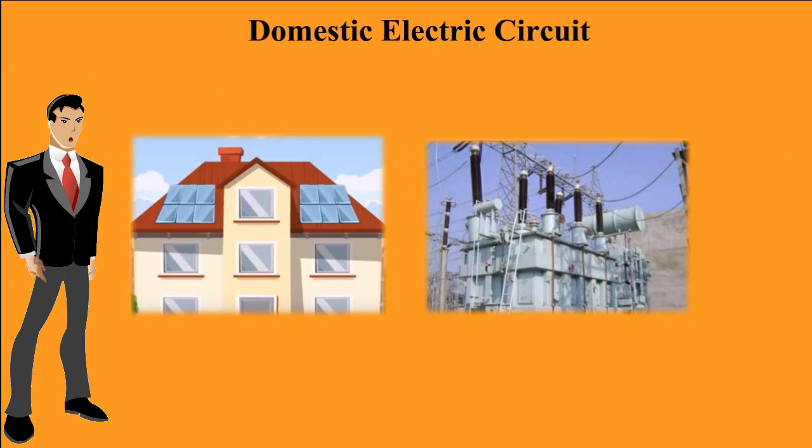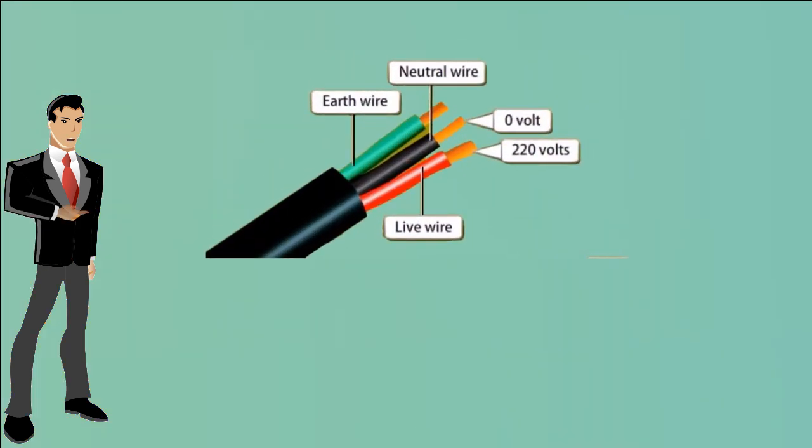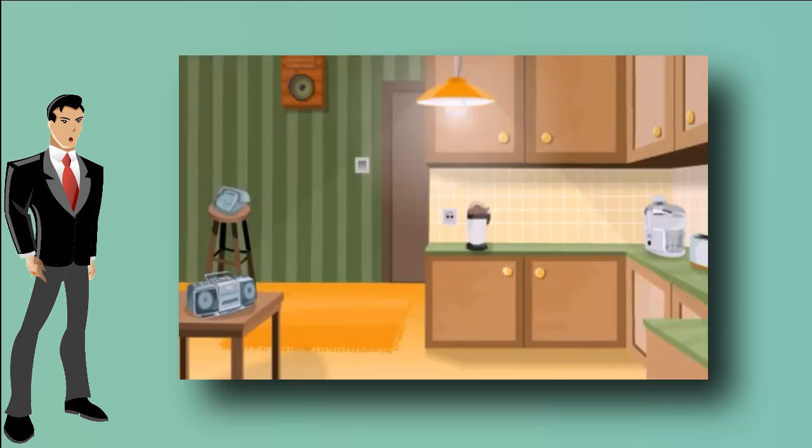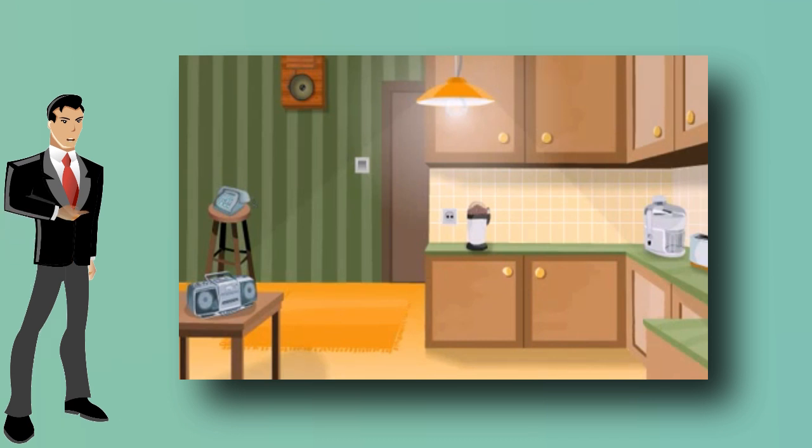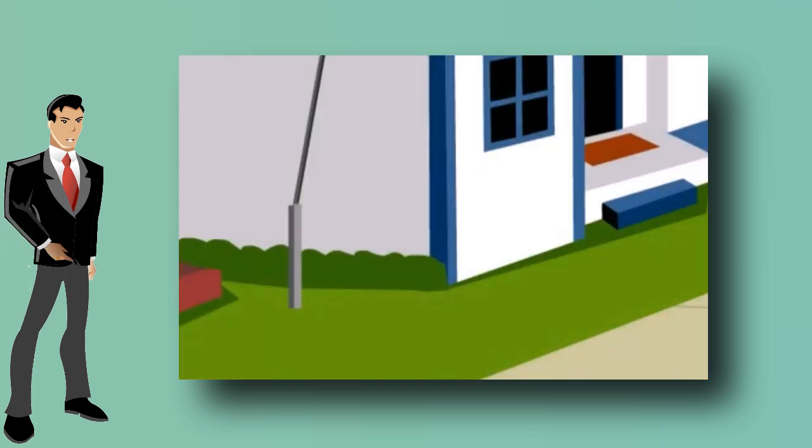The electric power line enters our house through 3 wires, namely the live wire, red, the neutral wire, black, and the earth wire, green plastic insulation. The live wire has a high potential of 220 volts and the neutral wire has 0 potential. Thus, the potential difference between the live wire and the neutral wire is 220 minus 0, which equals 220 volts. There are different circuits used for different appliances in the house.